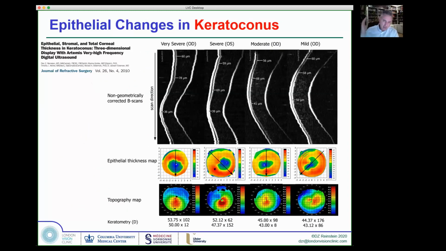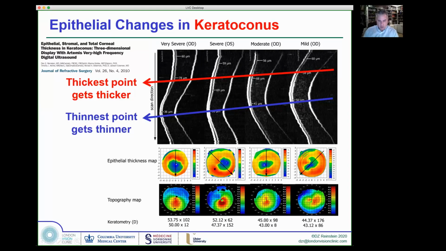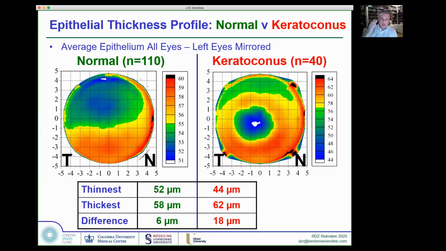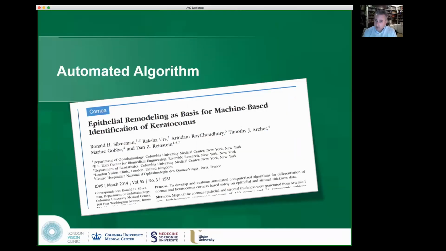Anyhow, we had characterized that in keratoconus, the more severe the keratoconus, the thinner the epithelium was over the thinnest point, and the thicker the epithelium was around the donut part of the epithelial profile, around that cone. So exploiting these differences between the normal and the abnormal became our paper on using epithelial profiles to diagnose keratoconus at the earliest stage. And obviously, if you're looking at barn door keratoconus, there's an obvious difference, but you might be looking at very subtle differences.